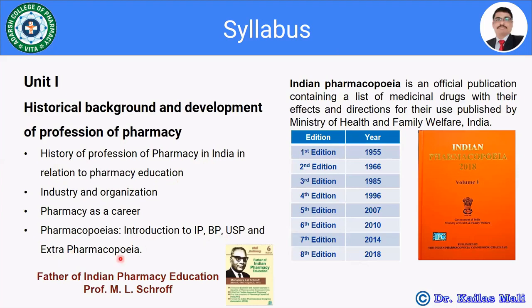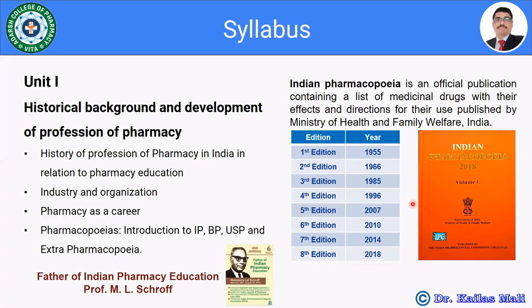As for the pharmacopoeia, for example the Indian Pharmacopoeia, it is an official publication containing a list of medicinal drugs with their effects and directions for their use, which is published by the Ministry of Health and Family Welfare, India. The first edition of the Indian Pharmacopoeia was published in 1955, whereas the latest edition, that is the 8th edition, was published in 2018.